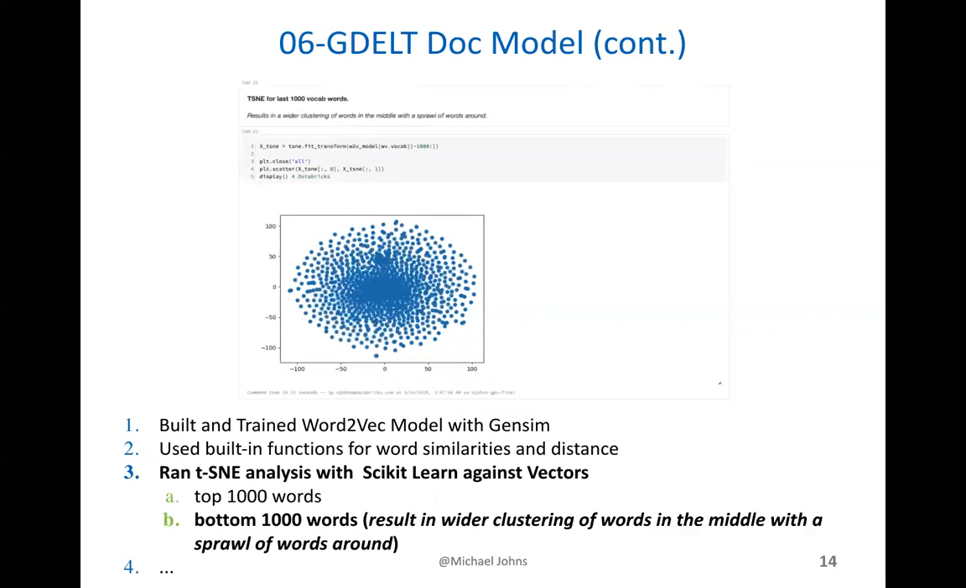When we look at the last 1,000 words, at the end of the vocabulary, we still see a tighter grouping in the middle with more scatter around, but it's not nearly the same as the early 1,000.